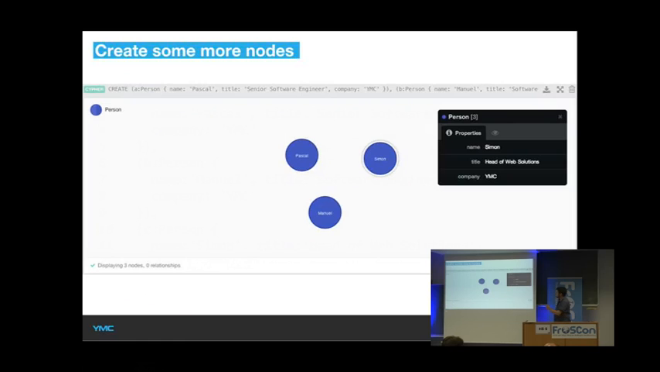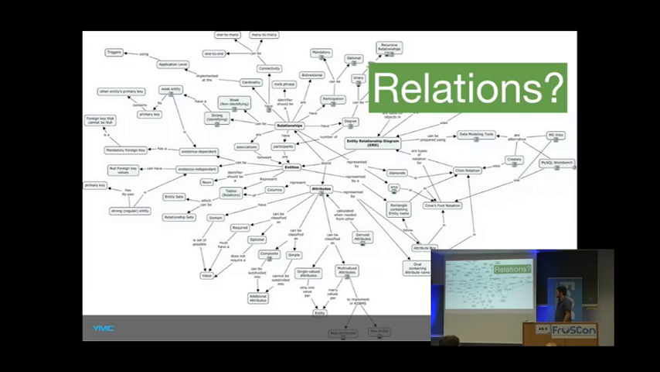So this will look like this. We've created three nodes here with the properties. So maybe you're asking yourself, what is with relations? Because we do create nodes, but where are the relations? Why don't I have foreign keys and all that stuff I know from MySQL?